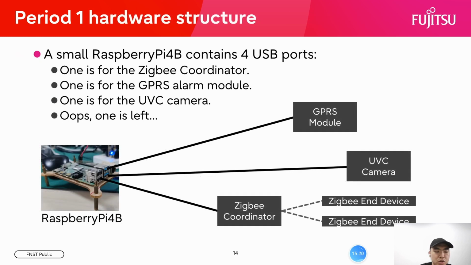The hardware structure of development period 1 is roughly shown in the figure below. A very small Raspberry Pi 4B has 4 USB interfaces, which means the wired connection can be one for the Zigbee coordinator, one for the GPRS alarm module, and one for the USB video camera. One is left. And the wireless transmission is built between the coordinator and the end devices.